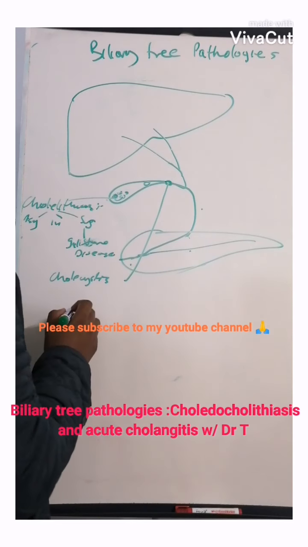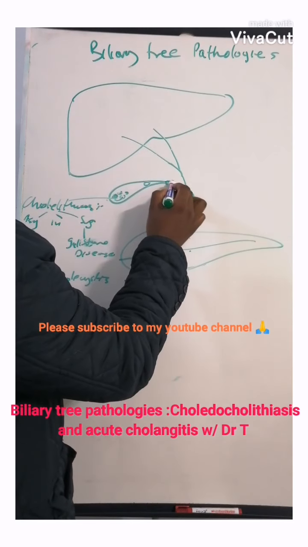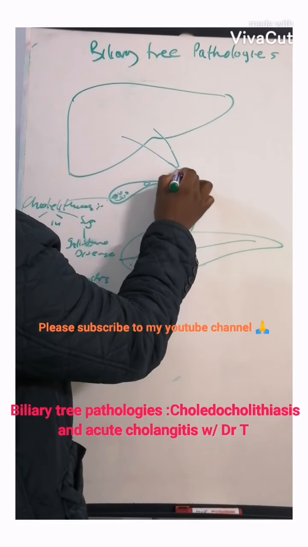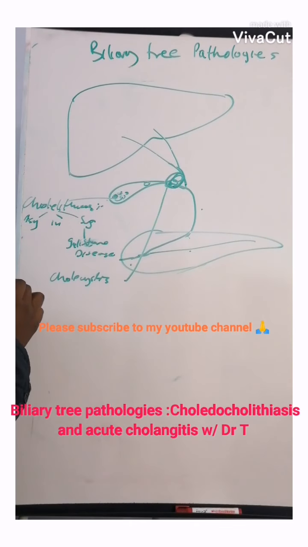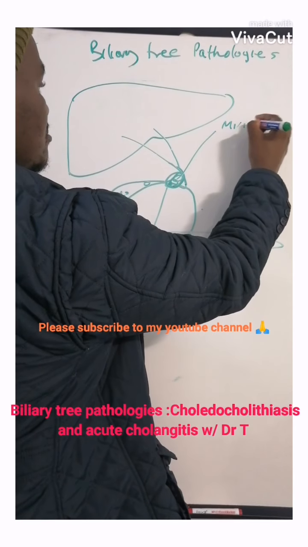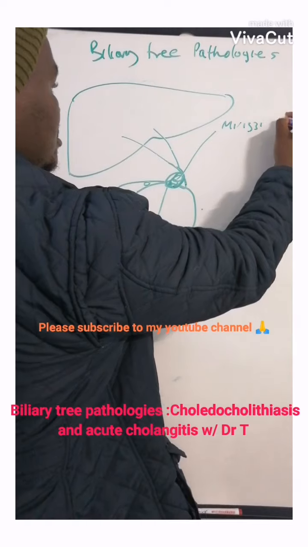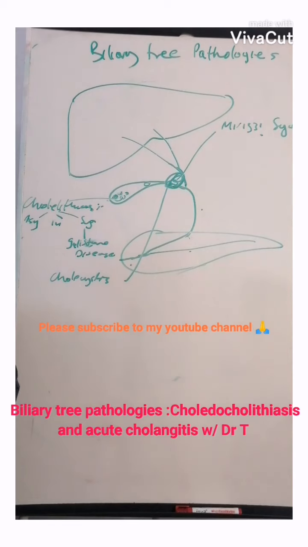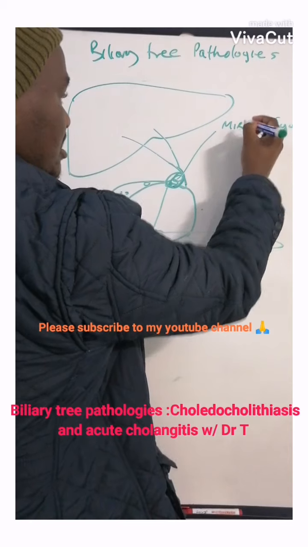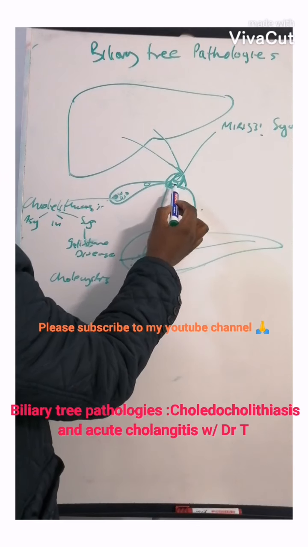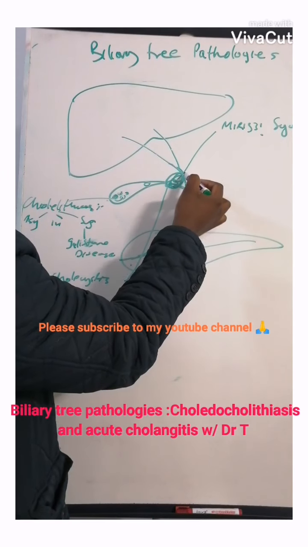And then if this stone happens to be so big that it compresses on this common hepatic duct, that's called Mirizzi syndrome. So this patient is going to present like a patient who's got choledocholithiasis, which we're going to talk about. So it's Mirizzi, this is an R. So a Mirizzi syndrome is a stone that is in the cystic duct but compresses the common hepatic duct.